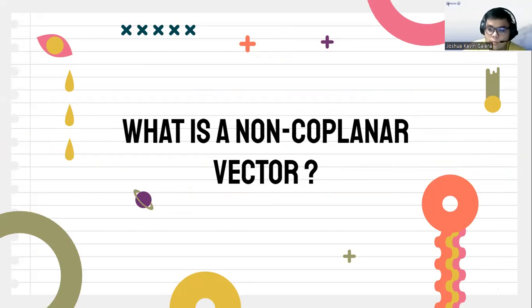Good morning. What is a non-coplanar vector? If two vectors intersect, they lie in the same plane, the plane defined by those two intersecting lines. The vectors are said to be coplanar, meaning sharing a plane. If two vectors don't intersect, there is no common plane, so the vectors are said to be non-coplanar. Next.